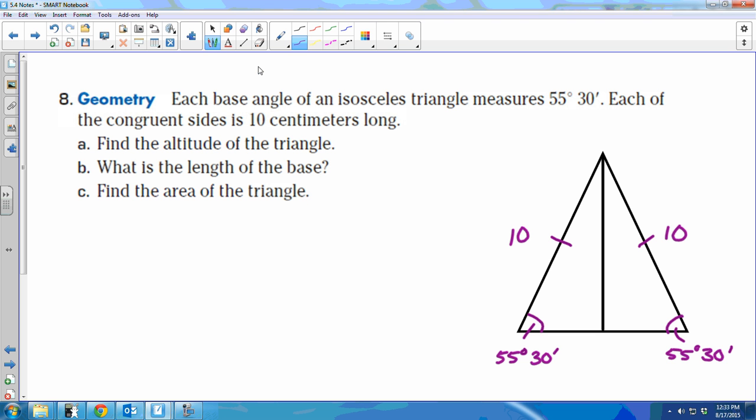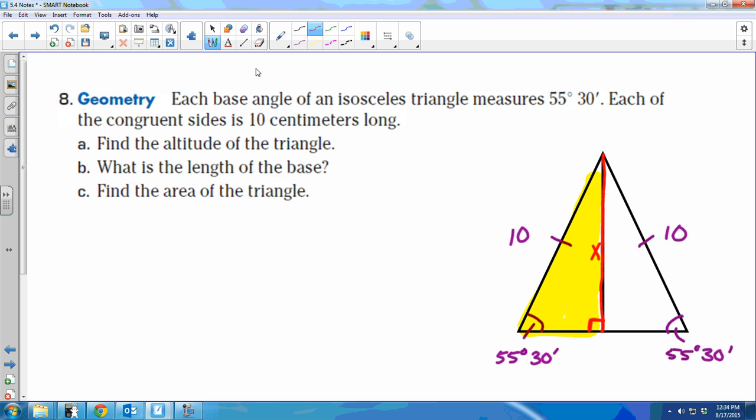Well, the altitude is a line from the vertex to a side that's perpendicular. So I drew that in already as well. Since it's perpendicular, I know this is a 90-degree angle. So I know it's a right triangle, so I can use trigonometry. So this is the altitude. We can call that x. So let's say we just use this half of the triangle, right? Because now I have a right triangle.